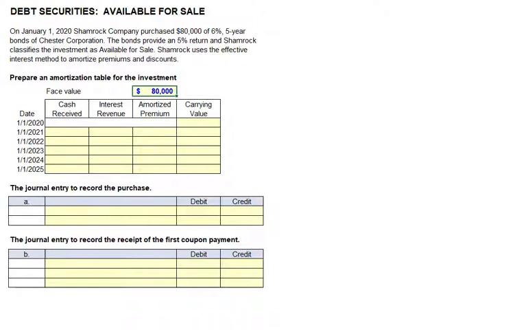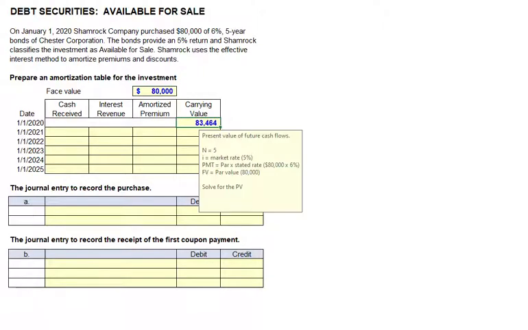that we're given. We need to calculate the selling price or carrying value when the bonds are issued, and it will be 5 for the number of periods. Our market interest rate is also that 5%. The payment is the par value, $80,000, times the 6% stated rate, for a total of $4,800. And of course, the $80,000 par value is entered as the future value, and we simply solve for that present value. So we get a carrying value of $83,464.